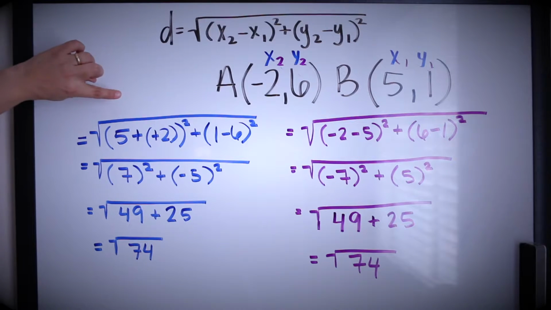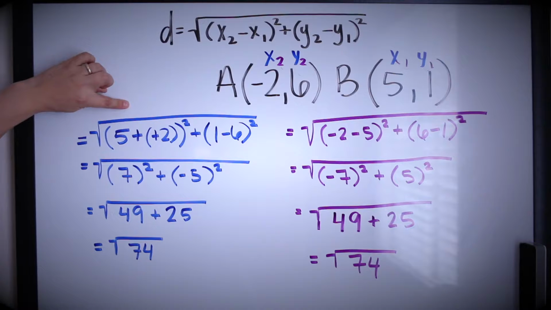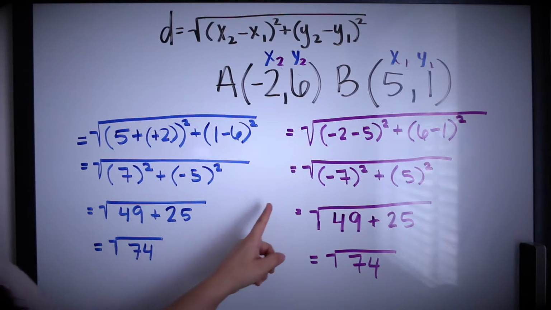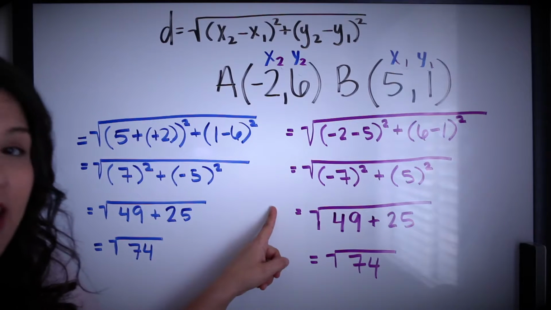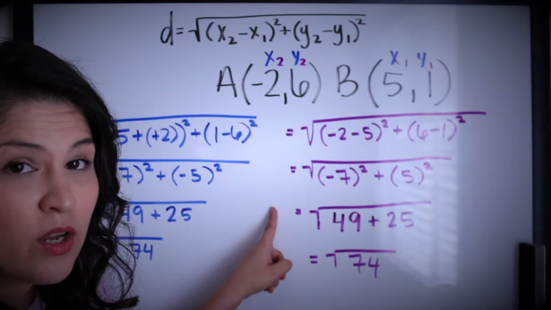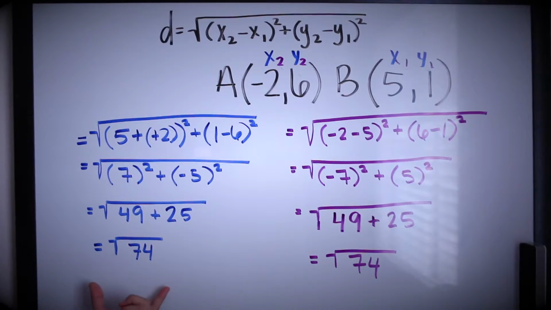In this version, we assigned A, x1, y1, and B, x2, y2. In this other version, we assigned A, x2, y2, and B was assigned x1, y1. And see, we still got the same answer. Okay?